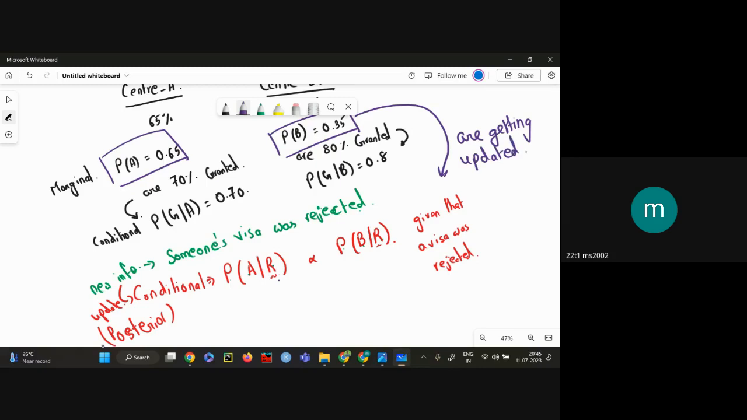Historically, this was the fact. Now, given that it was rejected, what is the probability that the event came from this thing? Without this information, if someone tells you that they have just applied for a visa, you would have checked: the probability that the visa is going from A is 65%, and the probability that the visa is going from B is 35%. Now, with the new information that it was rejected, you are going to tell that the probability that it went from A is this number, and the probability that it went from B is this number.